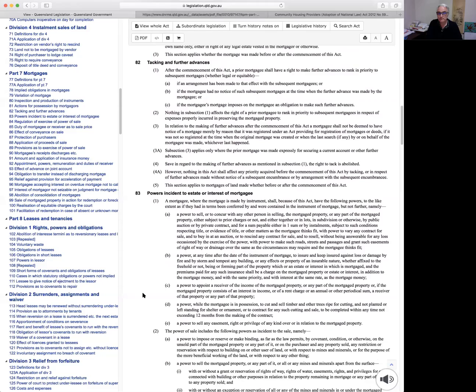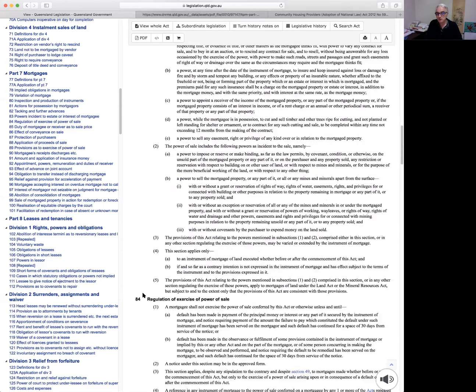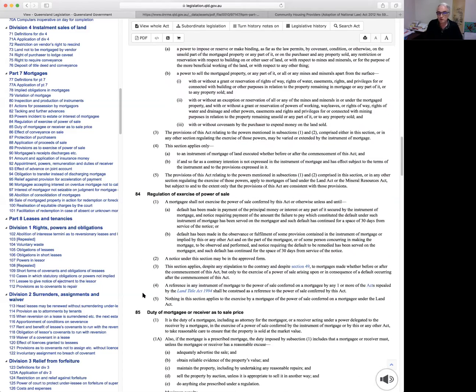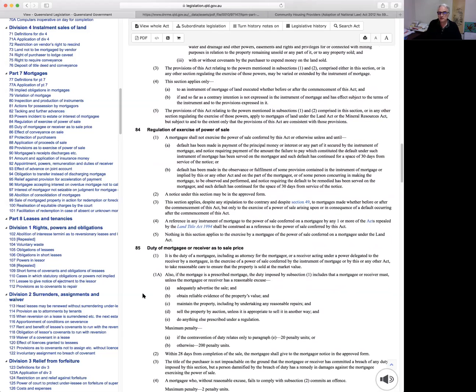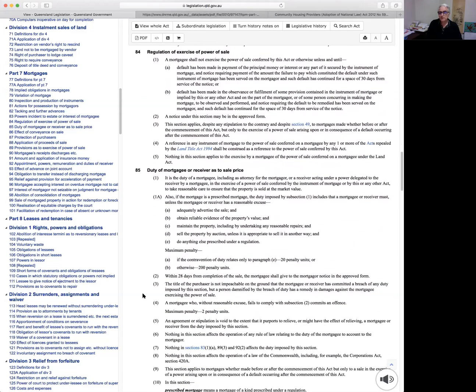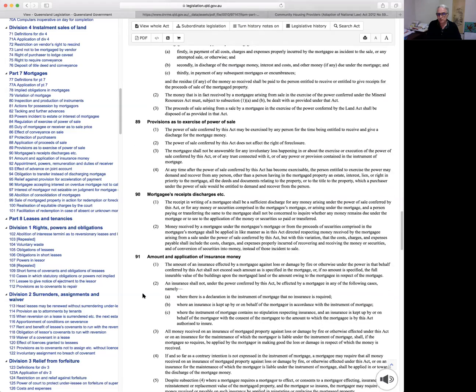We'll get to that shortly. Powers incident to the estate or interest of the mortgagee, so dealing with both the mortgagor and the mortgagee. Regulation of the power of sale. So there are provisions here dealing with that. And there's also, you can see there, for example, in sub 4, a cross-reference to the Land Title Act, and that's also important. There's also duties on the mortgagee in regard to sale under the PLA, and various other matters that are dealt with there.